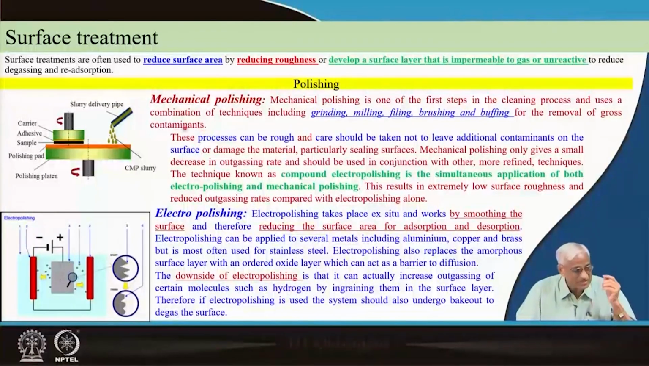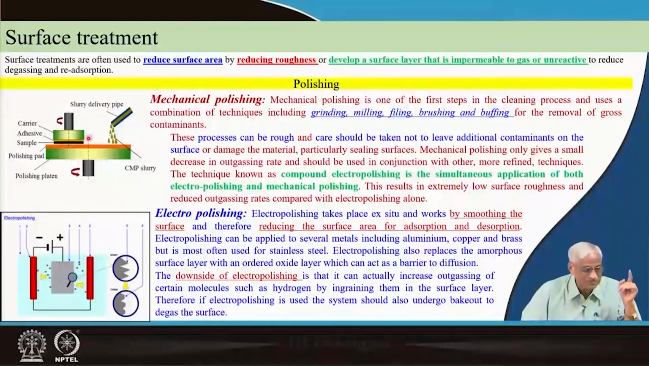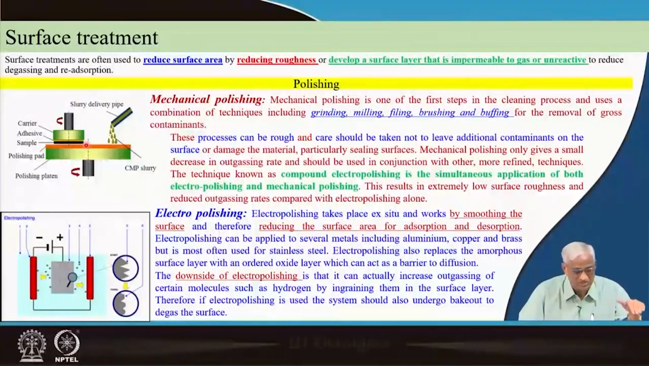So, the surface treatment starts from mechanical polishing. This I do not have to explain, because the figure is self explanatory and I am not going to read it. There can be electro polishing also, or simple mechanical polishing. It is just a polishing pad which is rotating, and the sample, the surface to be cleaned, is connected to a carrier with an adhesive, and a small amount of slurry is kept here and it rotates here. This is also rotated. With these rotations, the surface gets continuously polished.